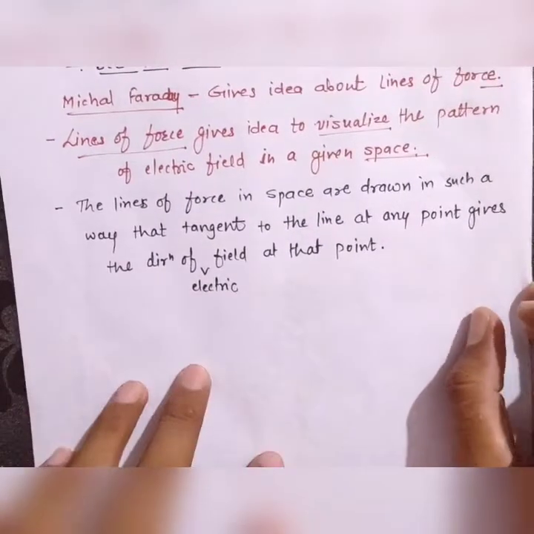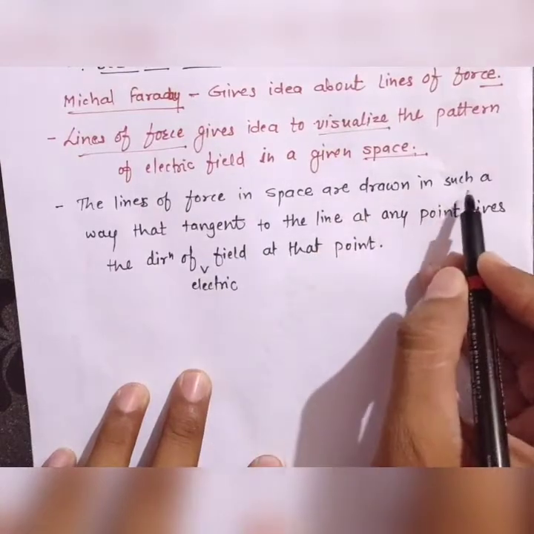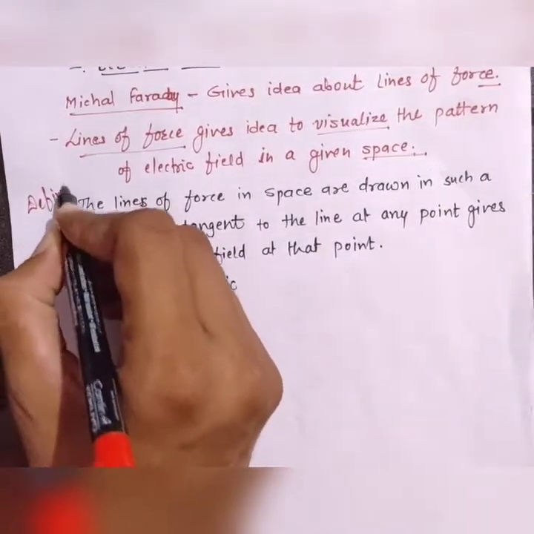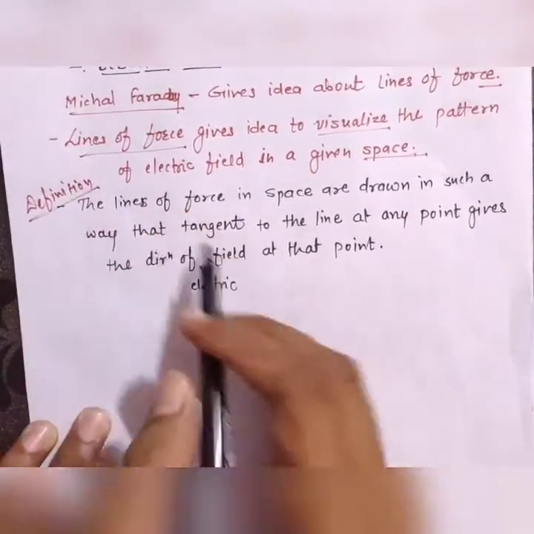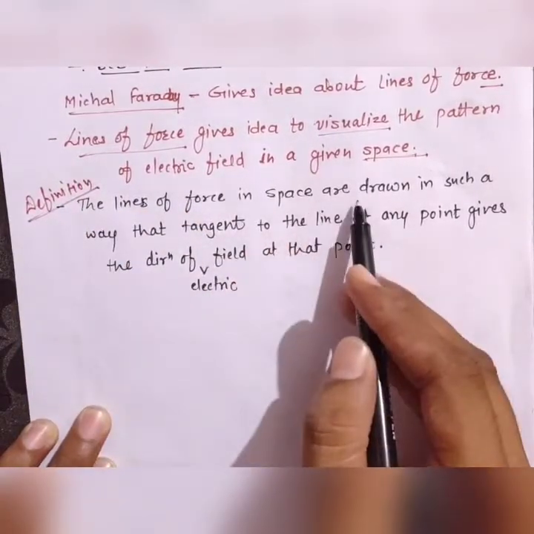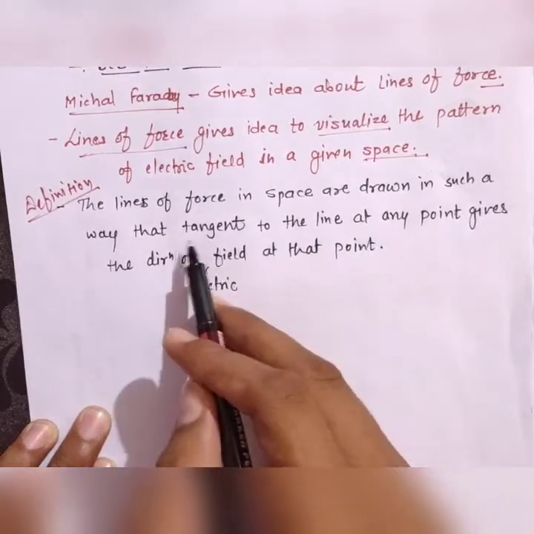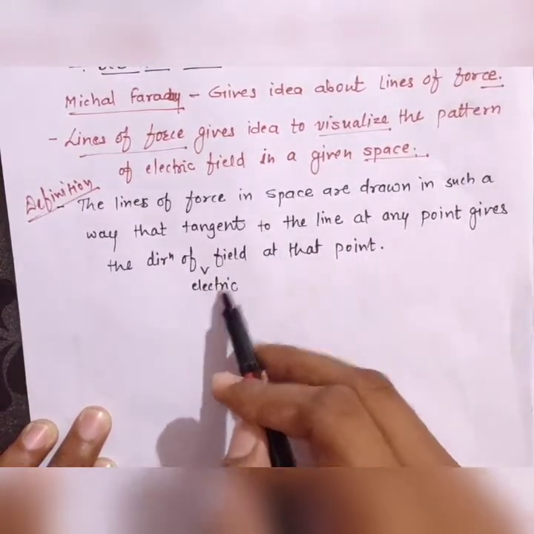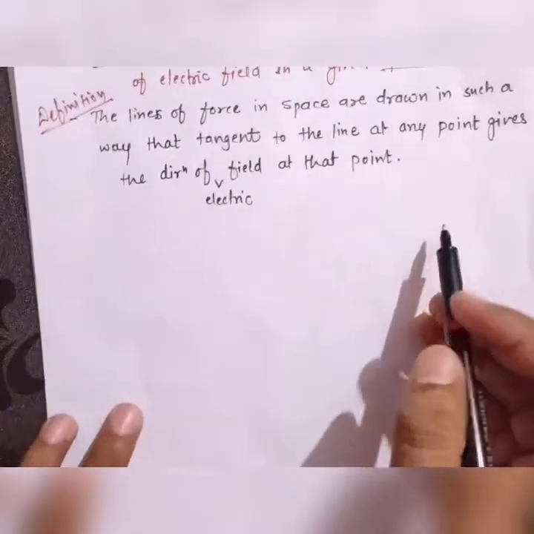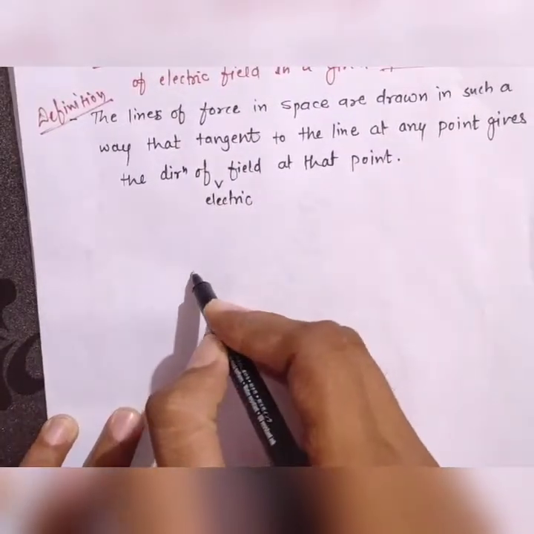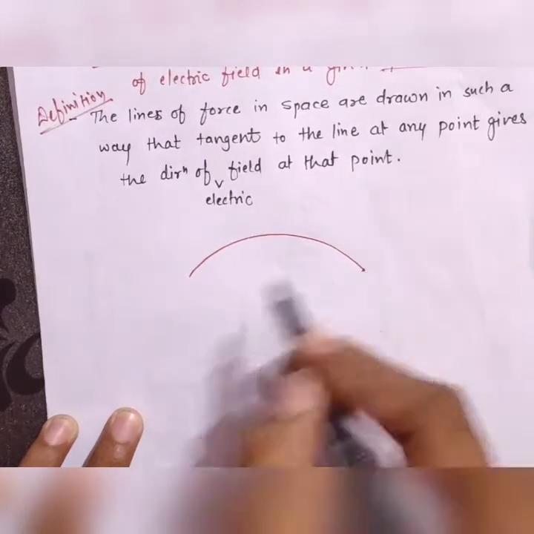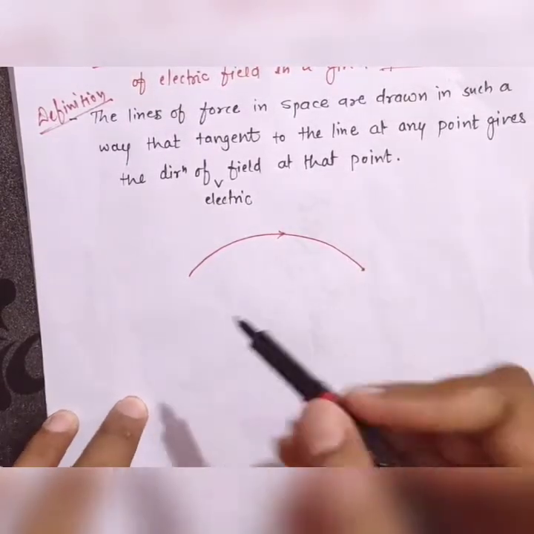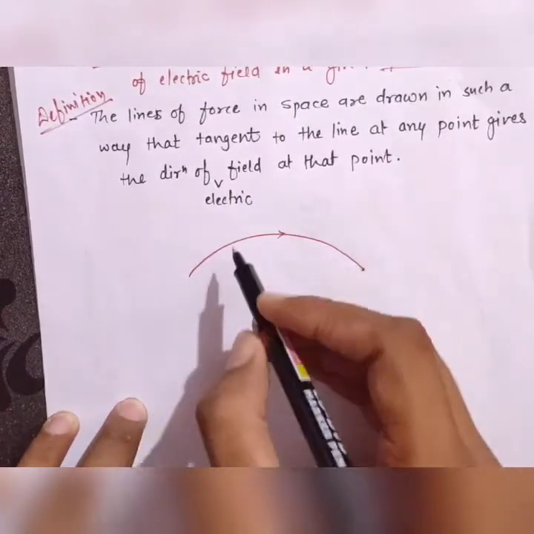The proper definition is: the lines of force in a space are drawn in such a way that the tangent to the line at any point gives the direction of electric field at that point. For this, I draw a curve here. This is a curve, an electric field line in a curved way.